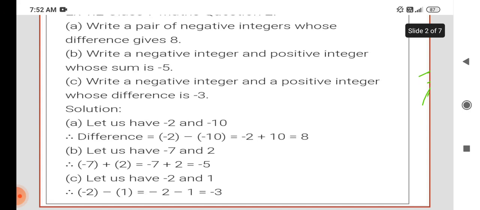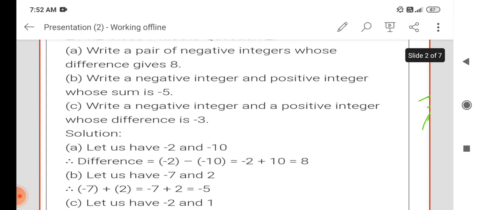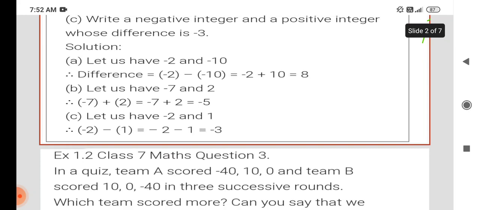Okay, and C says, write a negative integer and a positive integer whose difference is minus 3. It means you write one integer negative and the second positive, whose difference. Suppose one integer is minus 2 and the second is 1, and difference means minus, and minus with a minus integer, both signs are the same, then add, and you place the sign as given.